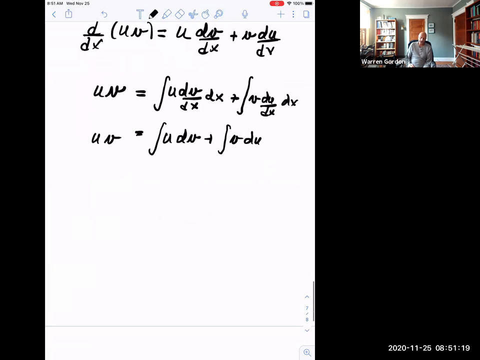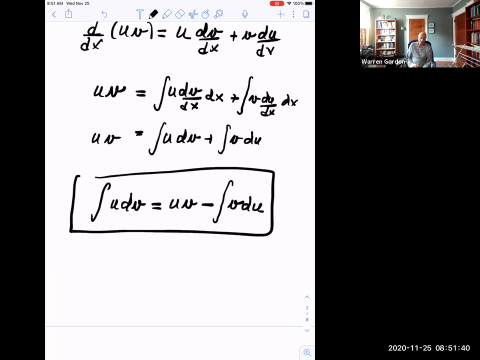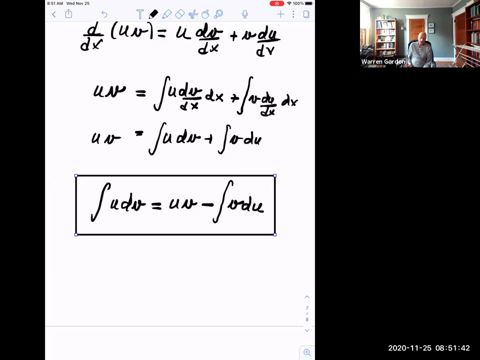And now if I just transpose, I get the following silly formula. It looks like all I do is apply the product rule and reverse it. I get the formula: the integral of u dv is equal to uv minus the integral of v du. This is the so-called integration by parts formula.